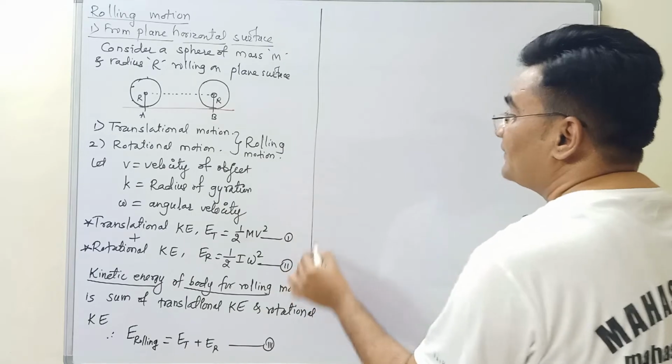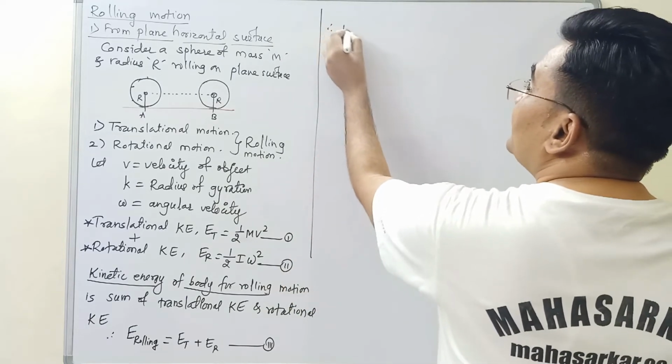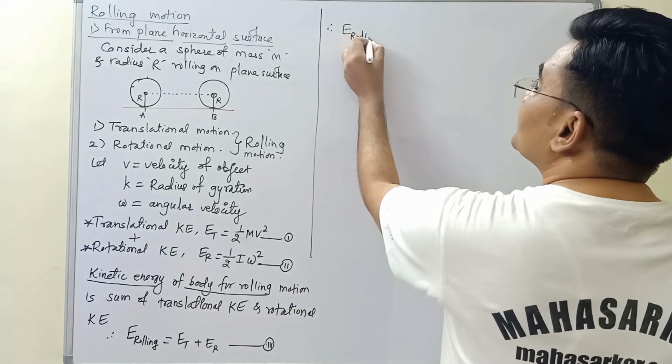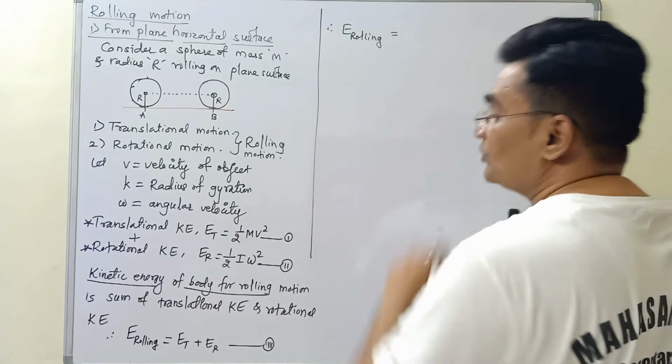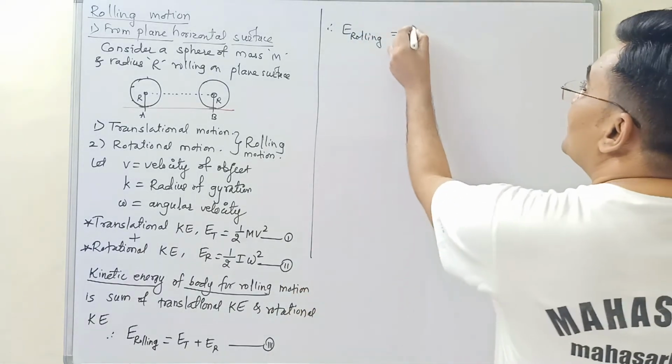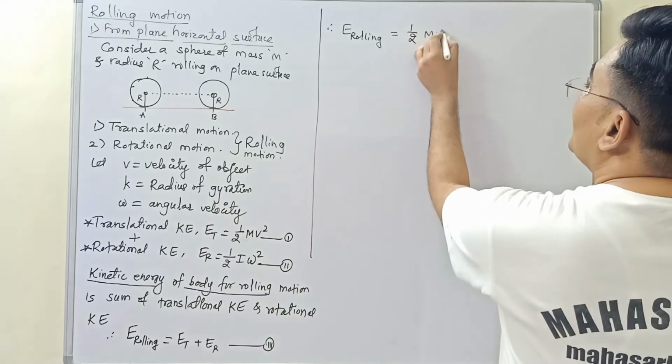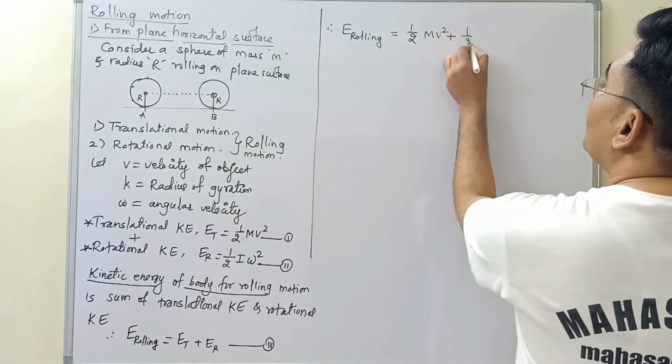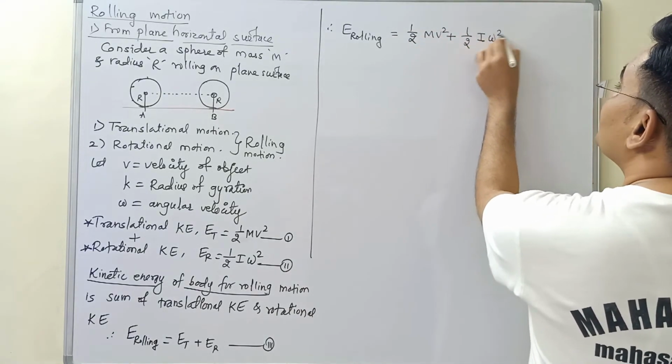So let's derive the final formula. Therefore, the kinetic energy of an object in rolling motion, that is say E rolling, is equal to, substituting the values, half of mv square plus half I omega square.